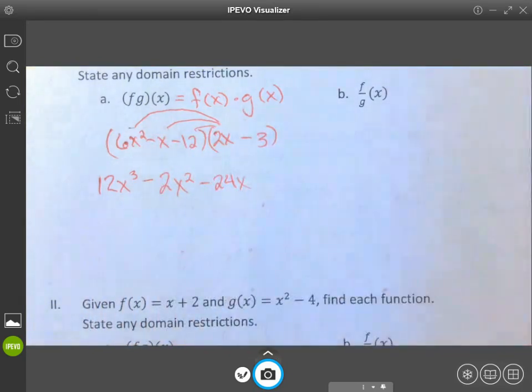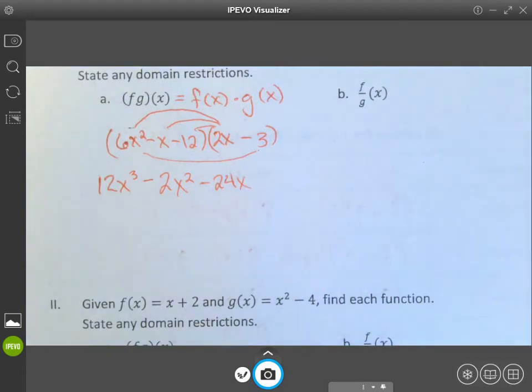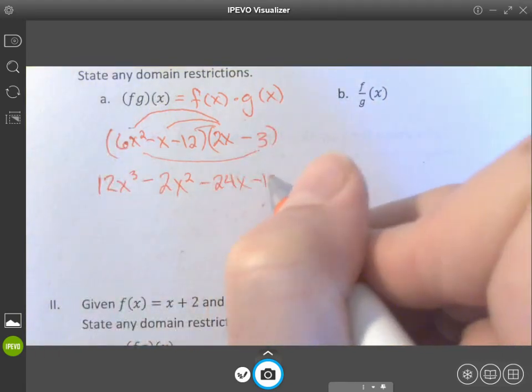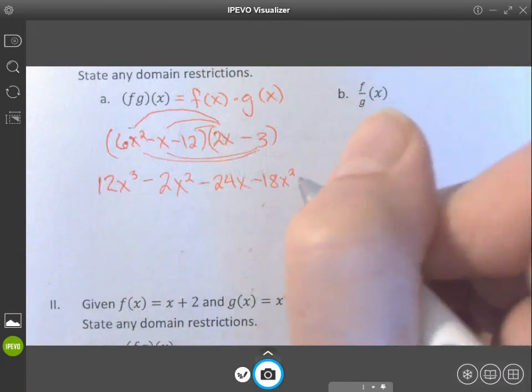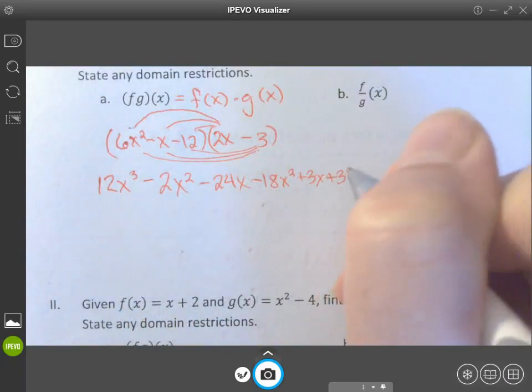All right, what am I going to go back to do now? I'm going to distribute by negative 3. Now, if you did it differently, that's okay. We'll get all the same pieces, and then we'll put it together. So I get negative 18x squared, just like you did in that little note card. And then I would get a positive 3x, and a positive 36.